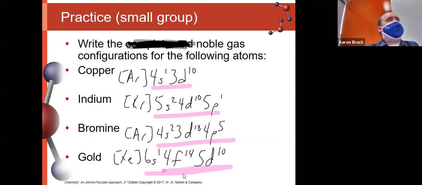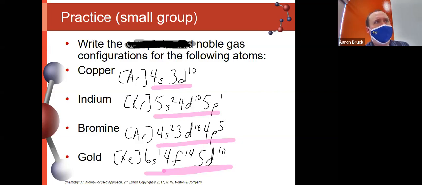All right, any questions here? Yes? For gold, it still steals the electron from the S level, even the 4F14. The 4F is completely filled and in a lower energy level. So it's a lot less accessible.